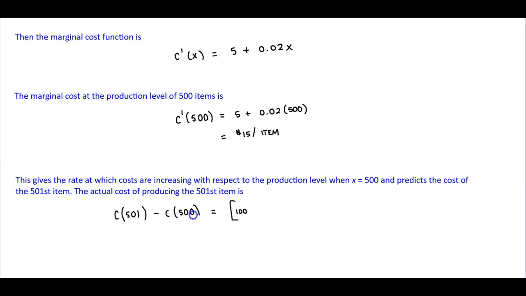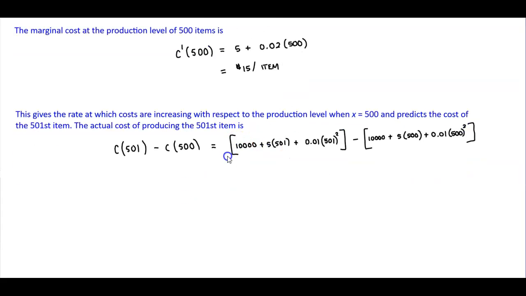We're going to have 10,000 plus 5 times 501 plus 0.01 times 501 squared, and then minus 10,000 plus 5 times 500 plus 0.01 times 500 squared. So when we do that, we then get the following. We get $15.01.